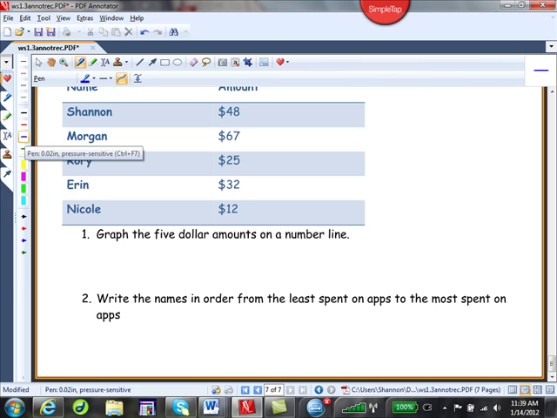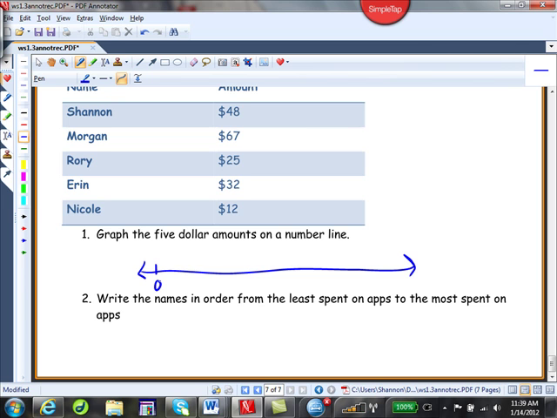So here, you got to think about how you want to number your number line. Right? We've got all positive amounts, and they're fairly big numbers, so I think we could probably go by fives. So 0, 5, 10, 15, 20, 25, 30, 35, 40, 45, and 50.